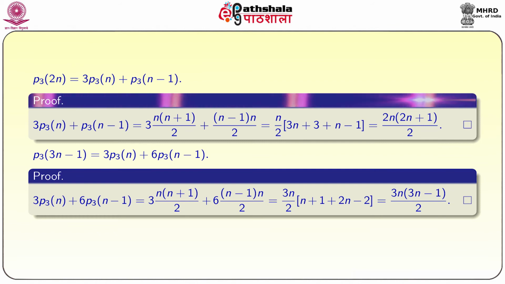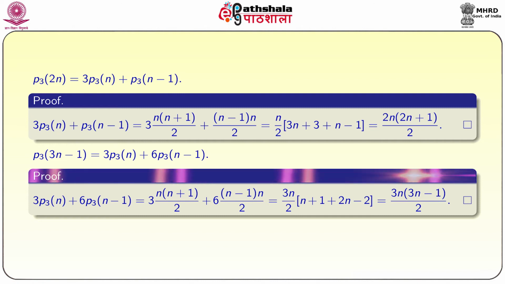Similarly, P3 of 2n is equal to 3 into P3 of n plus P3 of n minus 1. So, this is also mere calculation. So, we end up with another result: P3 of 3n minus 1 is equal to 3 times P3 of n plus 6 times P3 of n minus 1.